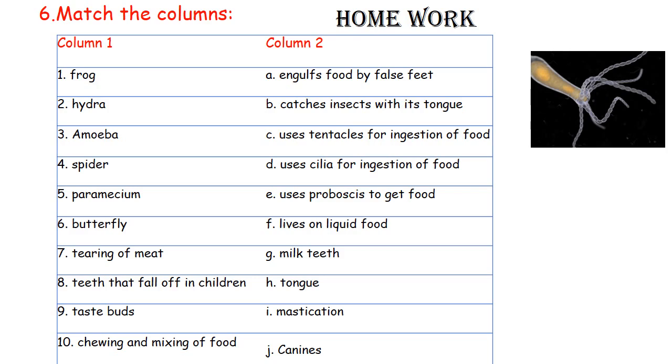Here are the three pictures. Hydra, they are taking food with the help of tentacles, and next is the Paramecium. Paramecium has cilia, or hair-like structures, at the outer wall. This helps to capture their food, just like amoeba has pseudopodia, they have cilia. And next is the butterfly. They have a proboscis through which they suck the nectar from flowers. Okay, I hope you understood this, and this will be your homework.